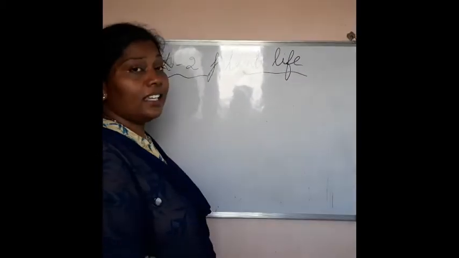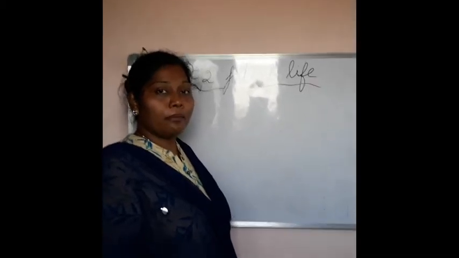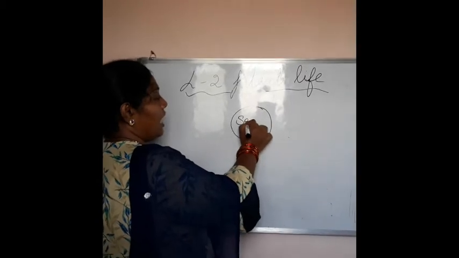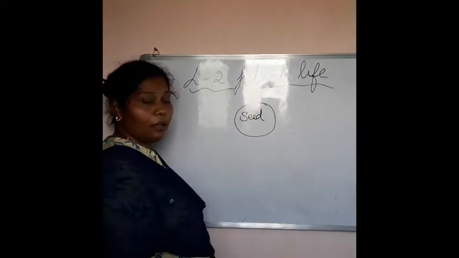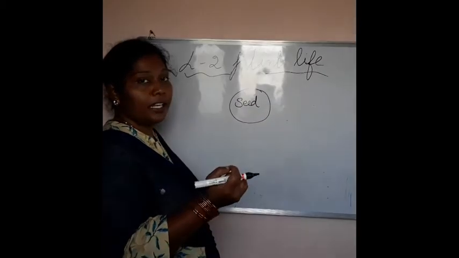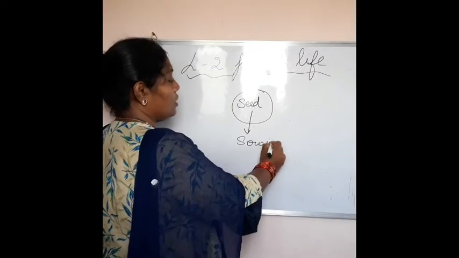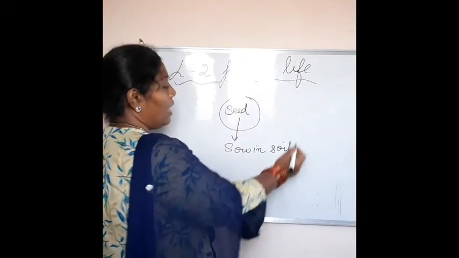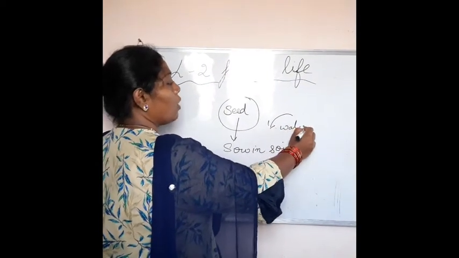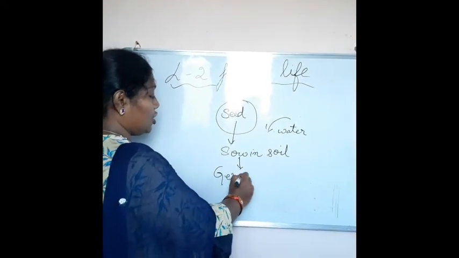Okay children, now let us see how plants reproduce by different methods. First, we know there is a seed. As I have already said, all plants come from a seed. So how is the seed germinated? The seed is first sown in the soil. When it is sown in the soil and we add some water to the seed, it will undergo the process of germination.